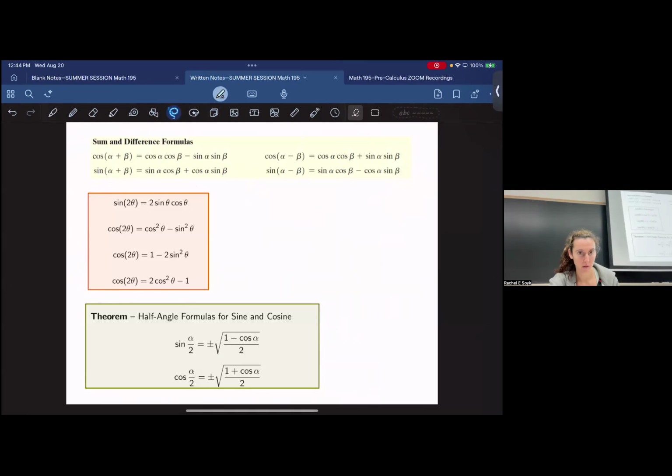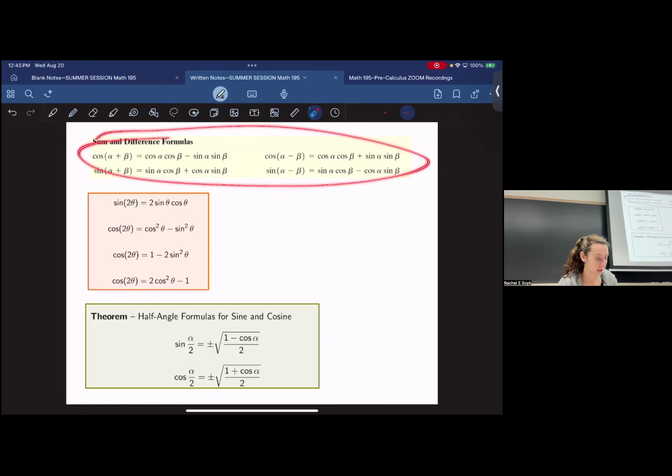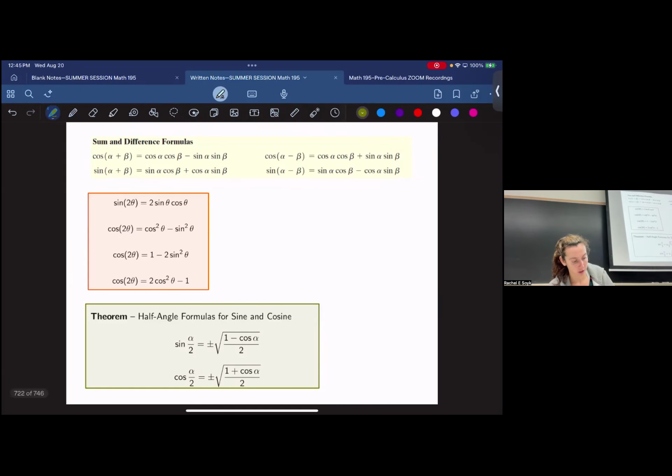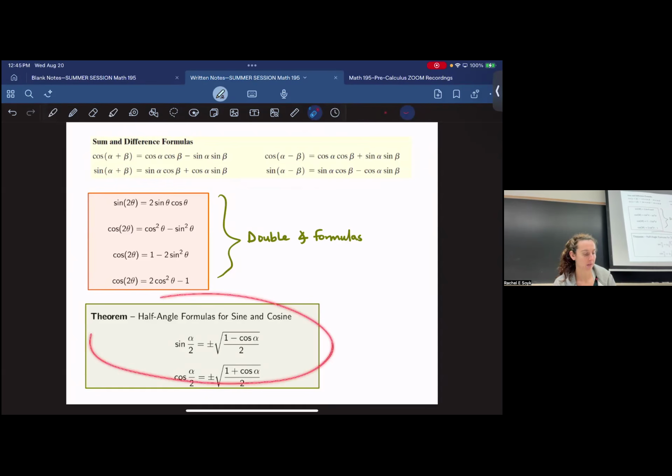Here. Yeah, so these are formulas that you need to know. Sum and difference formulas will always pop up at least once. What we have in orange here are our double angle formulas, and we used that first one for that last problem we solved together. And then we also have half angle formulas. So create flashcards, make sure you know these. They're important.